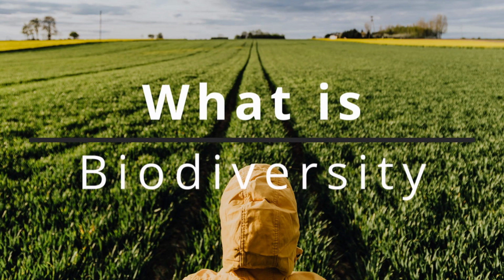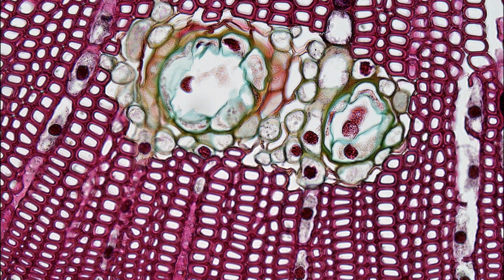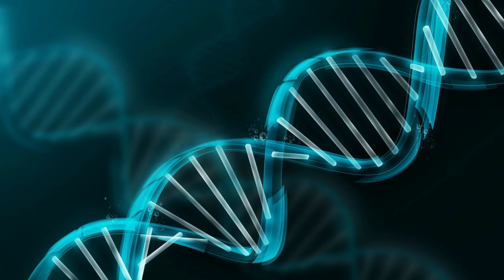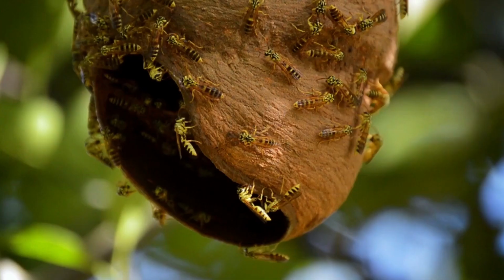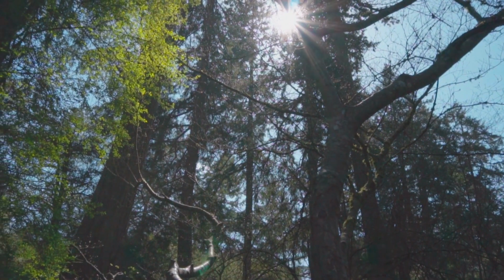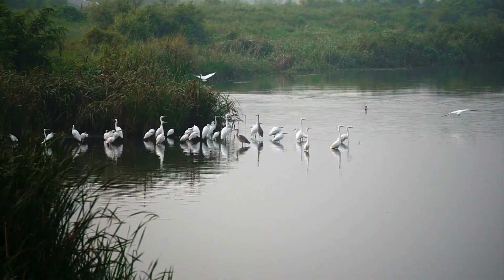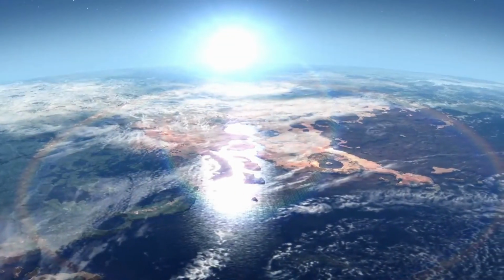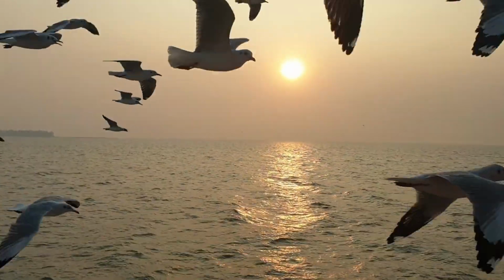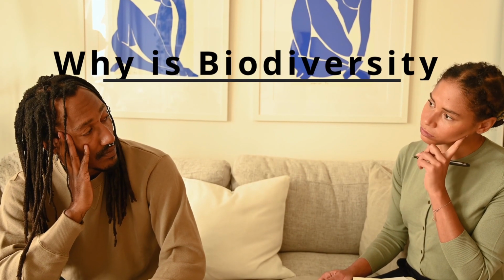What is biodiversity? Biodiversity is the term used to describe the variety of life on Earth. It includes everything from the tiniest microorganisms to the largest mammals, and encompasses the diversity of genes, species, and ecosystems. Biodiversity can be found at all levels, from the genetic diversity within a single species, to the diversity of ecosystems that make up our planet. It's the rich tapestry of life that makes our planet unique, and it's something that we should all appreciate and strive to protect.